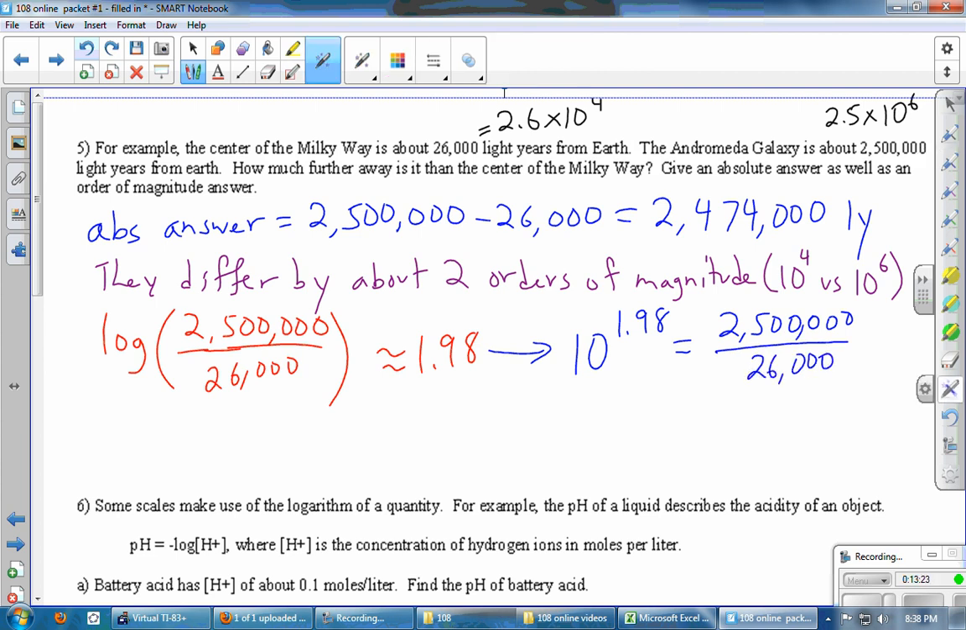Okay, I guess that makes sense because we're comparing 2 numbers here. So a ratio seems reasonable, and we didn't quite get 10 squared. We got 10 to some number a little less than 2. So I think that sentence is reasonable. The number of orders of magnitude they differ by, well, we should divide them and then just figure out what magical power of 10 works. Taking log finds us that magical power.